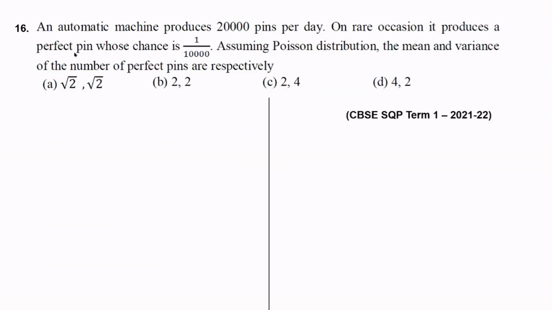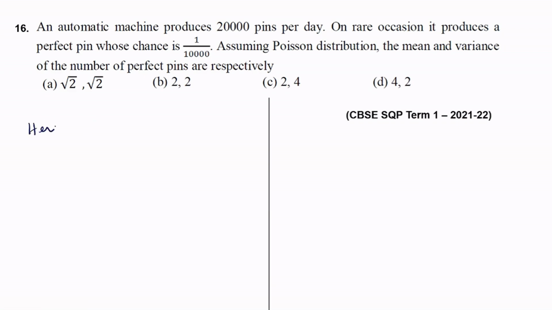Now moving on to the next question. An automatic machine produces 20,000 pins per day. On rare occasion, it produces a perfect pin whose chance is 1 by 10,000. Assuming Poisson distribution, the mean and variance of the number of perfect pins are respectively. So here we have an automatic machine which produces 20,000 pins, and the probability of producing a perfect pin is 1 by 10,000. So we have to assume Poisson distribution and find the mean and variance of the number of perfect pins.